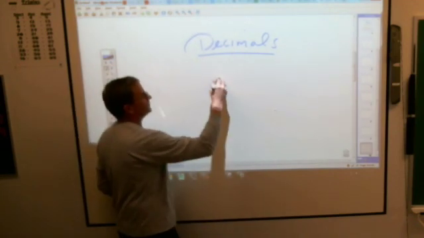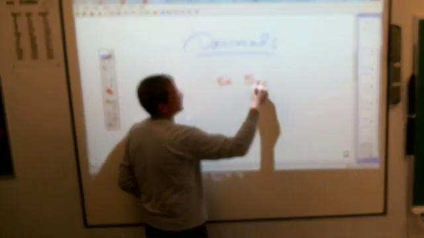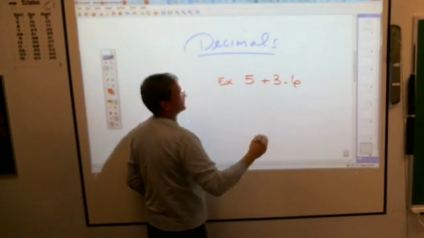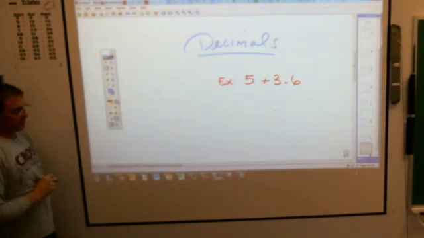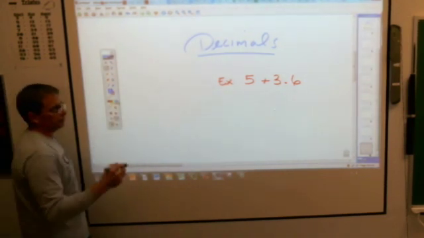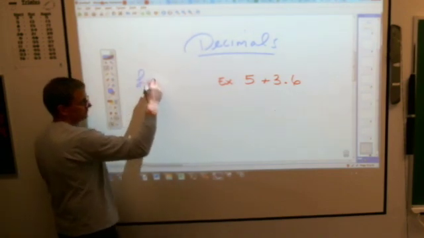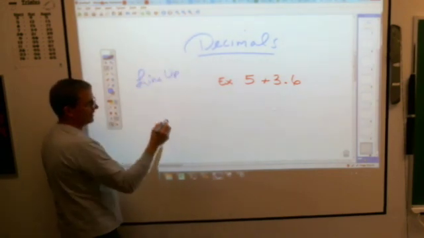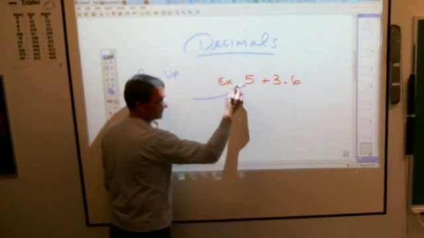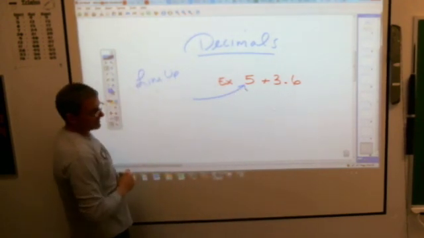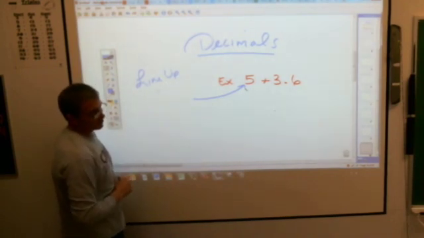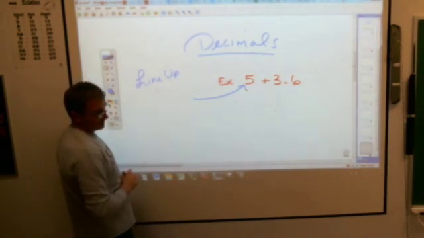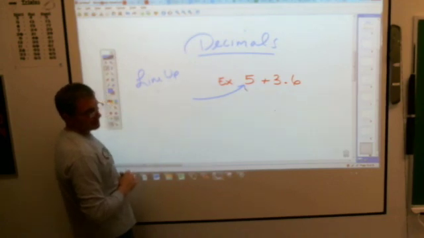Write down this example of 5 plus 3.6. The one and only and simple thing to talk about today with this is when you add and subtract decimals, you're supposed to line them up. But the problem is you can't line up a decimal that's not there. 5 does not have a decimal. But hopefully by the 6th grade level you know where you can put the decimal. Where does the decimal go?